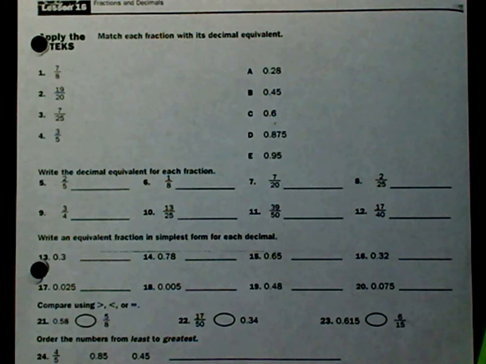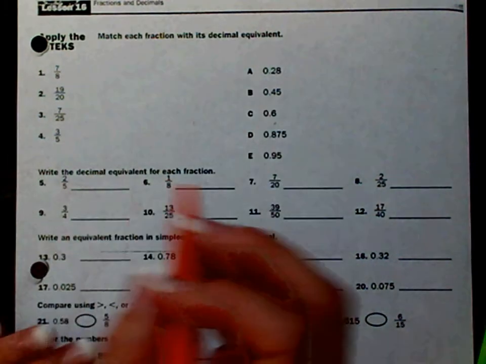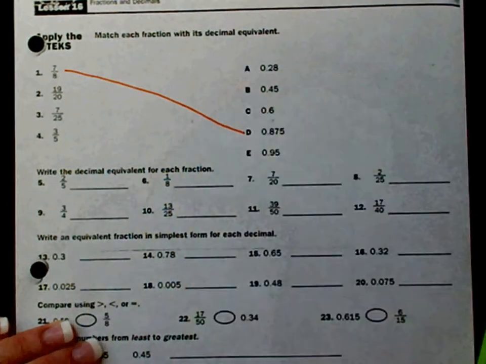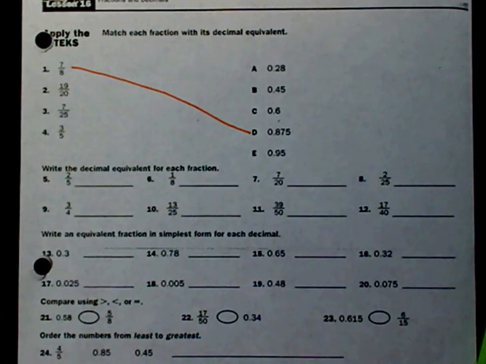7/8 is one of your benchmarks, so that one you should know right away is 875 thousandths. Why should you know that? Because you've memorized it from your flip book that we just did. And if you don't know what flip book I'm talking about, look at the other video with the conversions and it'll explain everything.